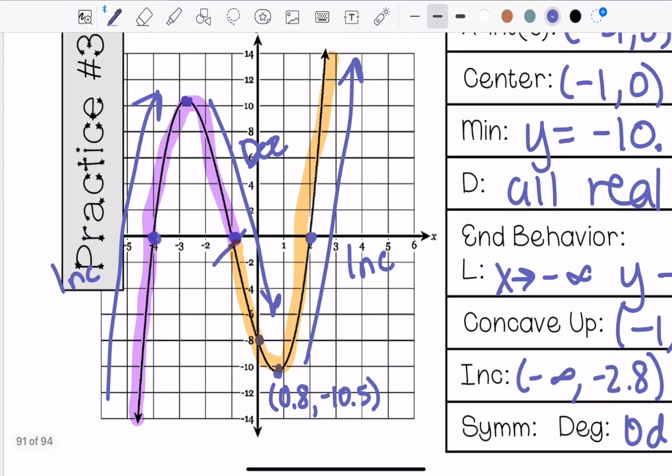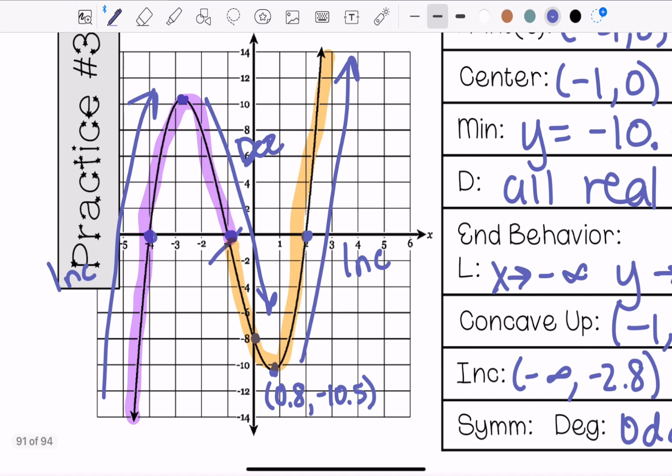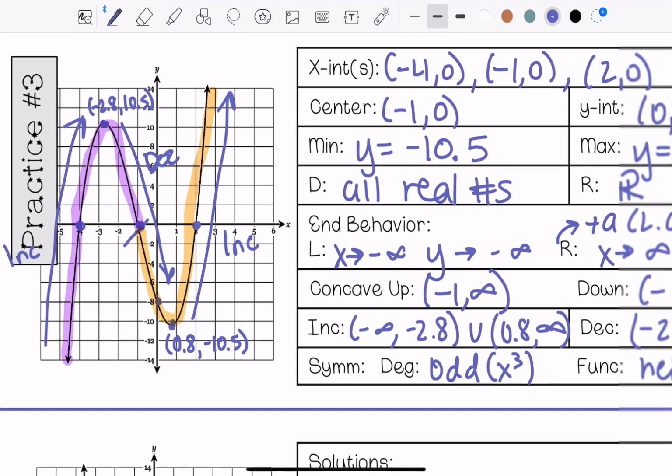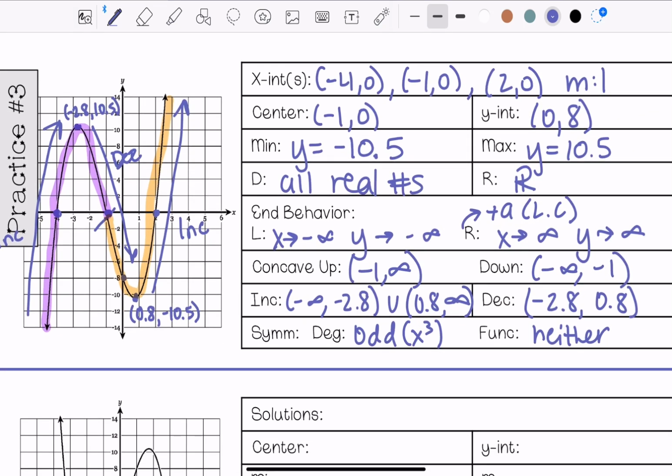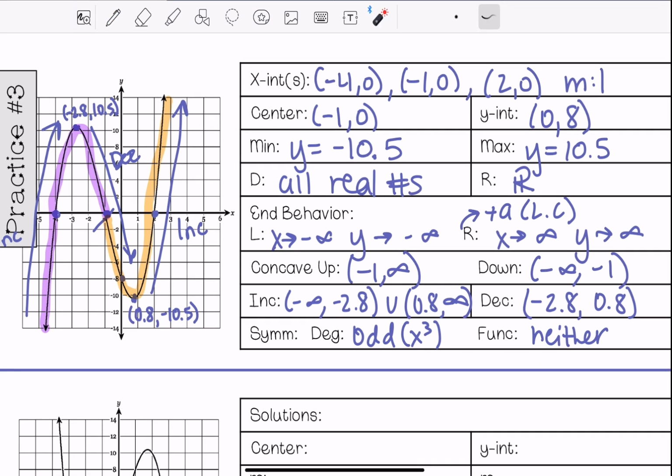And then this one, because it is obviously symmetrical, would be at negative 2.8 comma positive 10.5. And then you'll be able to see that I use those values here in my box. So our x-intercepts, we do cross the x-axis 3 times here, here, and here, all with a multiplicity of 1 because they cross straight through in a straight line. We have -4, -1, and 2.